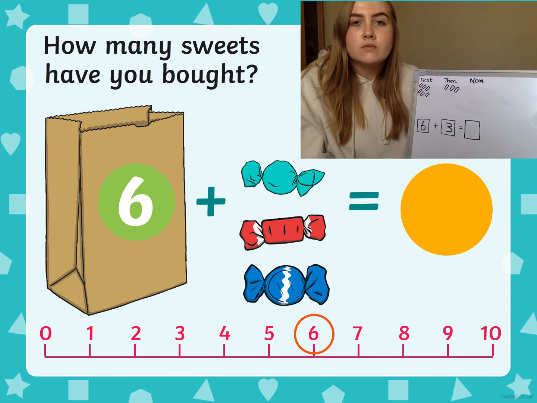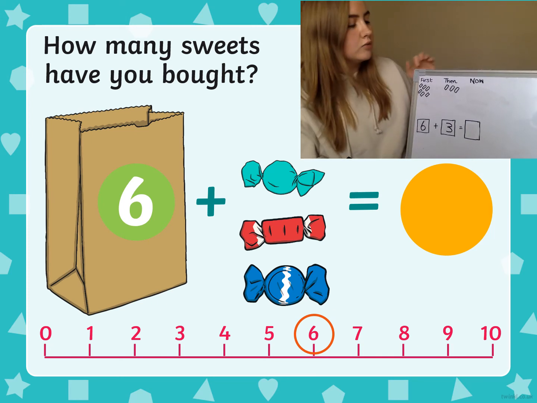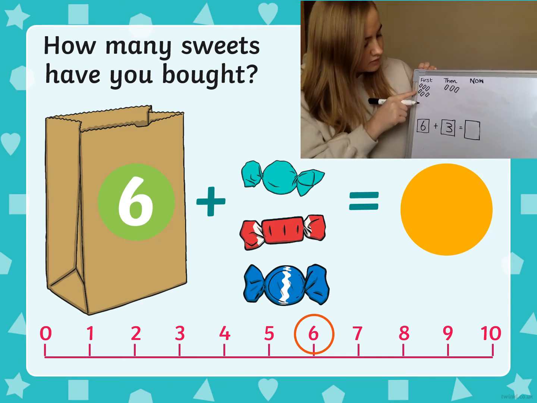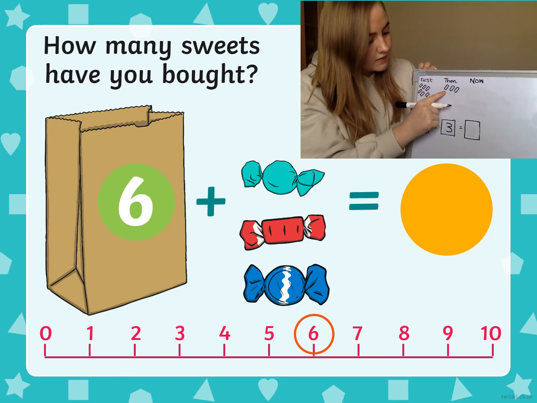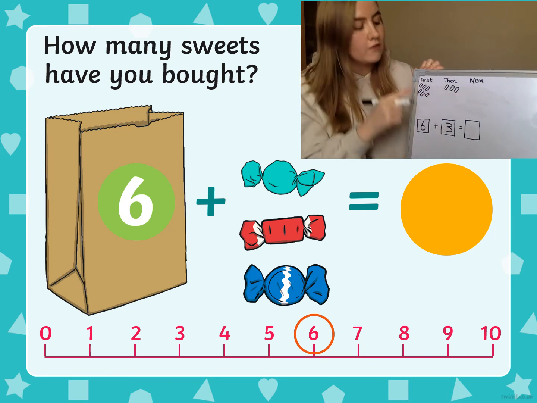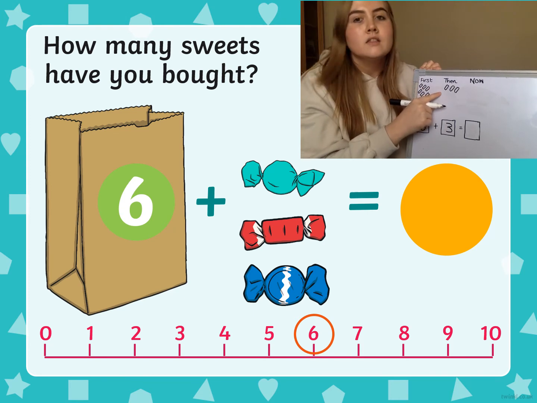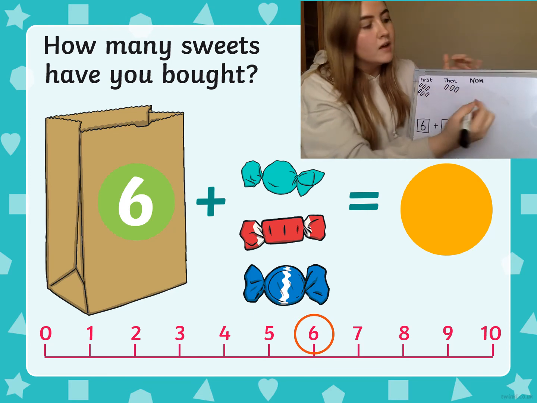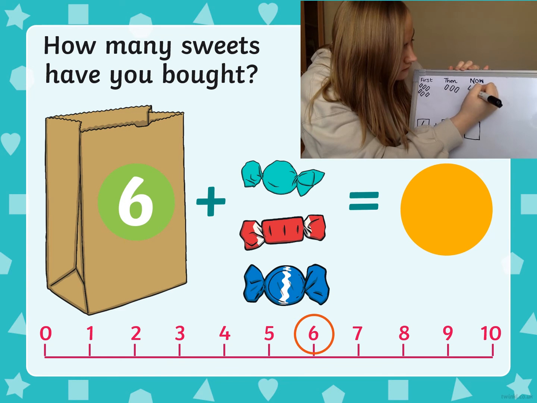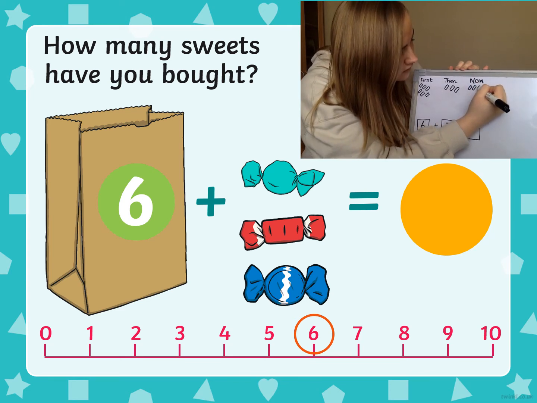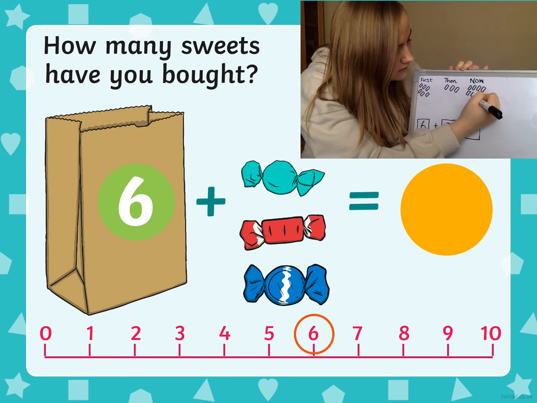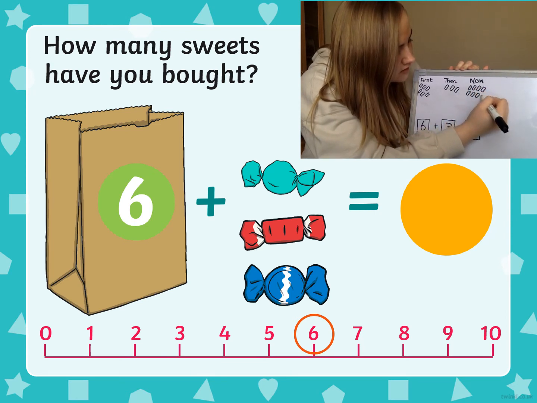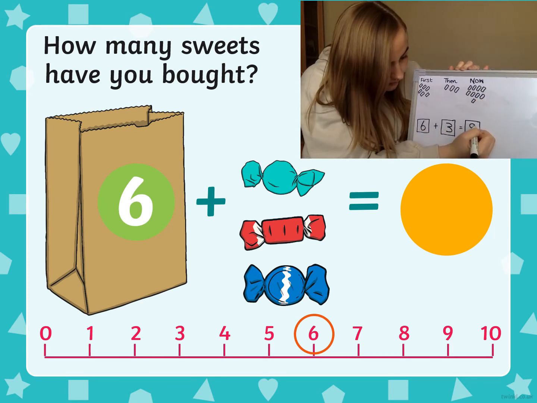Now you can put both of your groups together and count out the objects with me. 1, 2, 3, 4, 5, 6, 7, 8, 9. So first we had 6 sweets, then we added 3 more, now we have 9. So now I need 9 sweets. 1, 2, 3, 4, 5, 6, 7, 8 and 9. So now I need to write the number 9 in here.